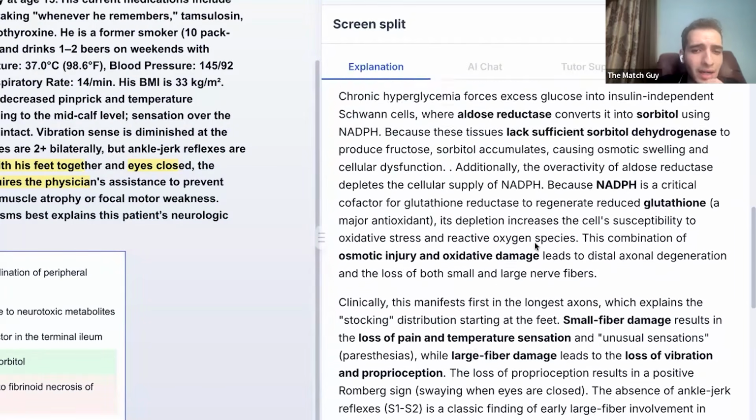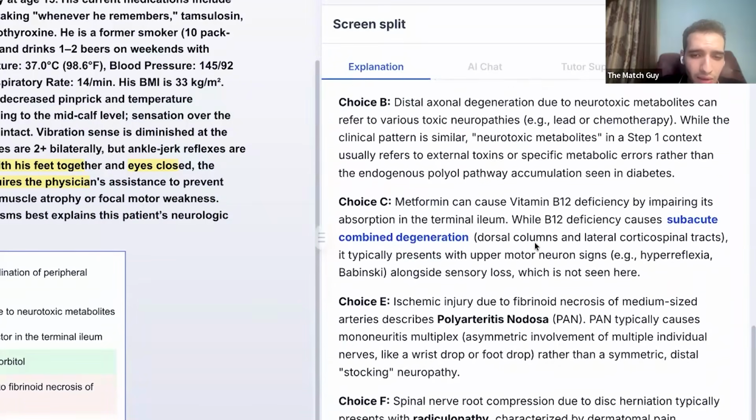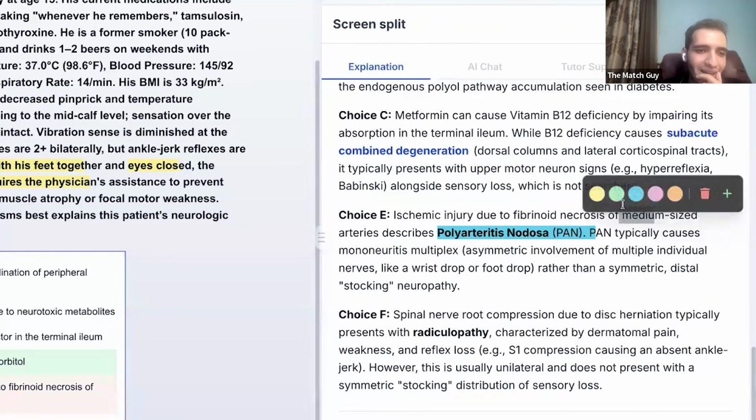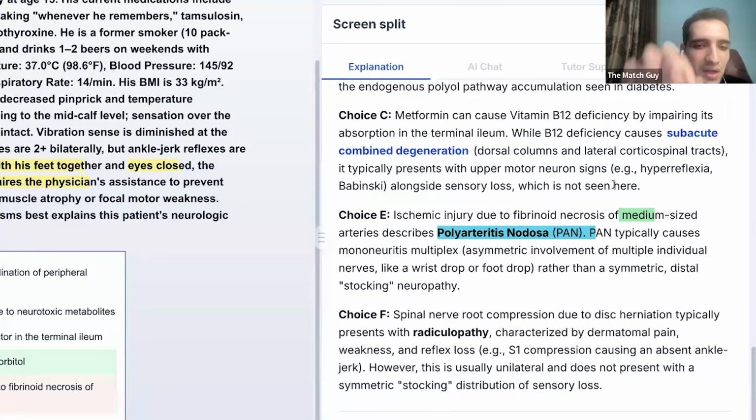The other thing, why my answer was wrong. So let's see here. Ischemic injury due to fibrinoid necrosis of medium vessel arteritis. That's polyarteritis nodosa. Oh, that's a vasculitis, guys. That's not diabetes itself. That's a type of vasculitis that affects every organ except the lung, and it's associated with hepatitis B. So it's not even diabetes. Apparently, diabetes doesn't affect the medium vessels. Apparently, diabetes affects the small vessels, and that's why we call it arteriolosclerosis.